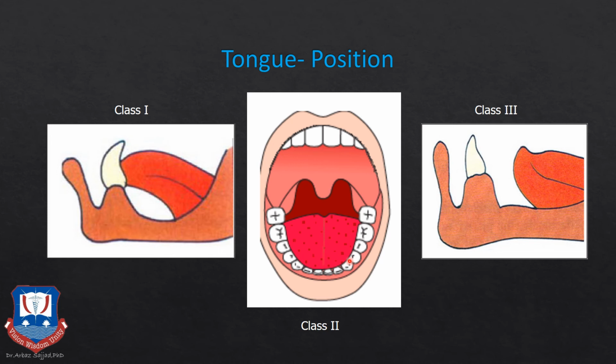This will create problems in the peripheral seal. And class 3 is when the tip of the tongue is retracted back into the body of the tongue, and this is the least favorable and will result in instability and poor retention of the mandibular denture.